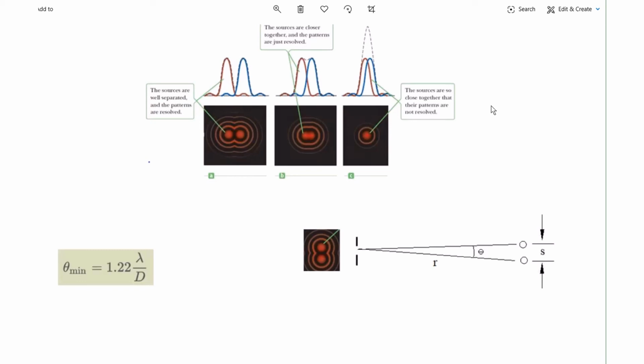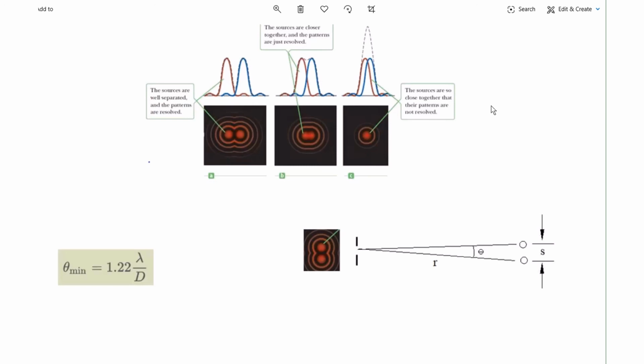The formula for this is theta minimum, the smallest angle that you can have and resolve the stars. Theta minimum is just 1.22 times the wavelength of the light divided by D, which is the aperture of the telescope, the diameter of the objective lens or mirror. So the bigger the mirror, the bigger the aperture, the bigger the hole, if you will, the smaller the angle you can resolve.